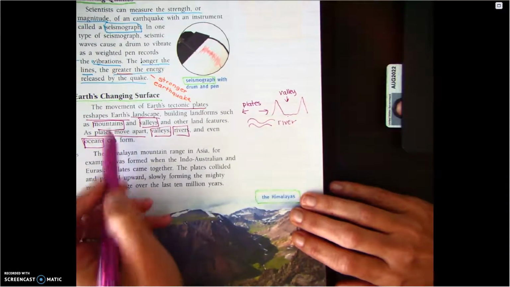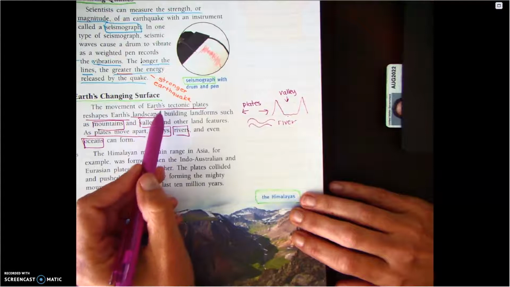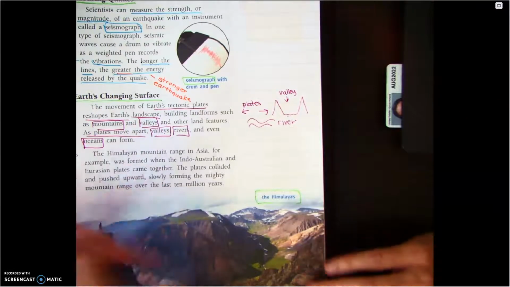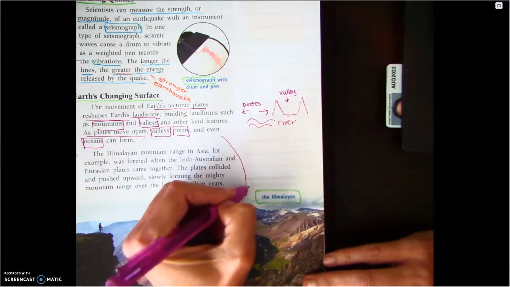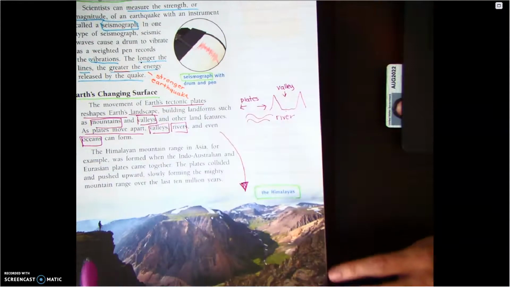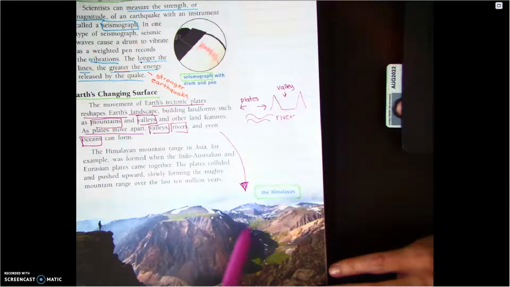So as these plates are moving, that's why we get changing. I'm wondering if that's why we have it down here. This is some evidence of the plates moving. You see the river down here? And then this is the valley. So the valley is right here, and then the river goes through here.